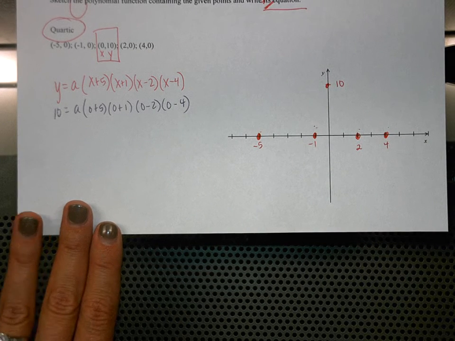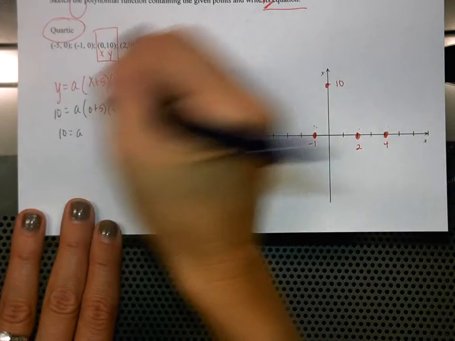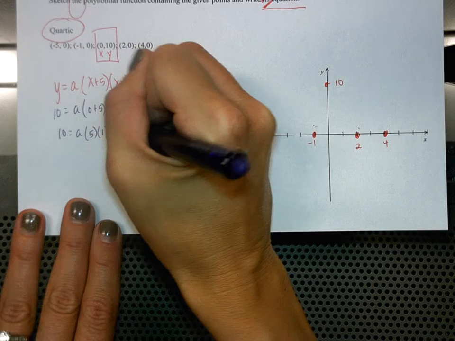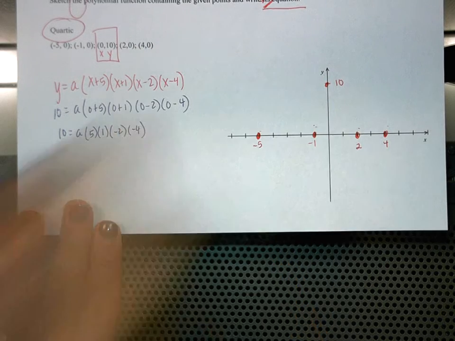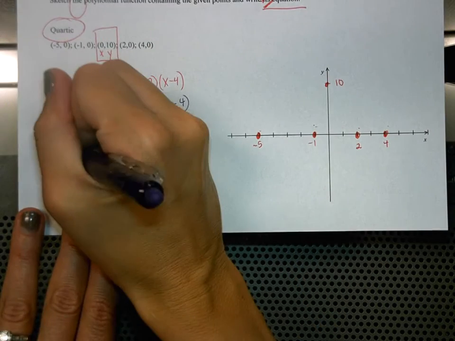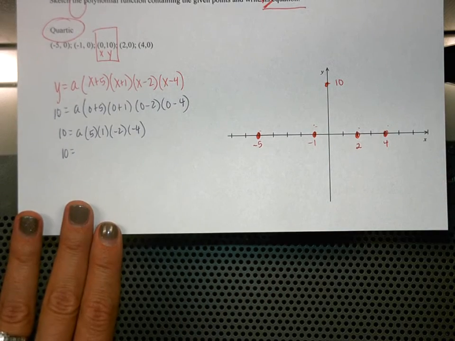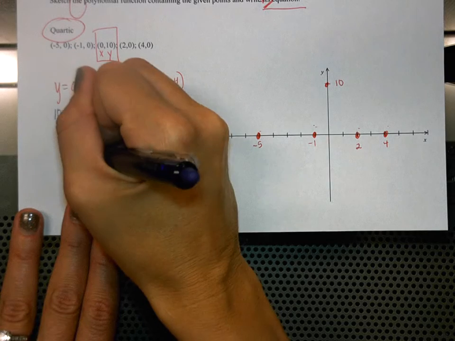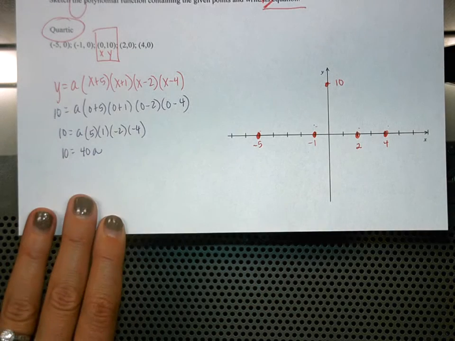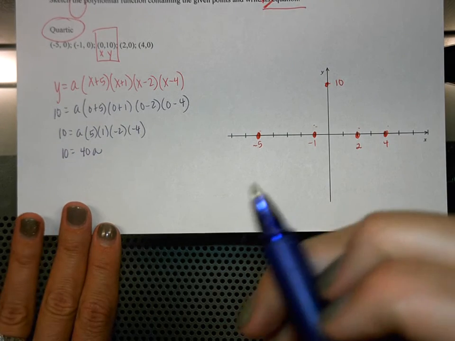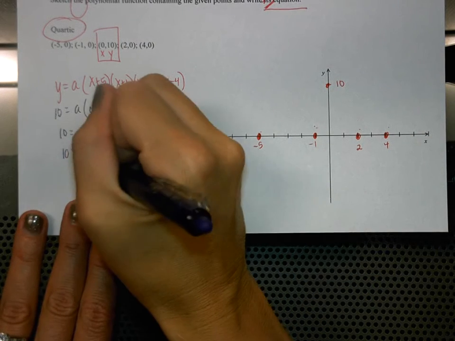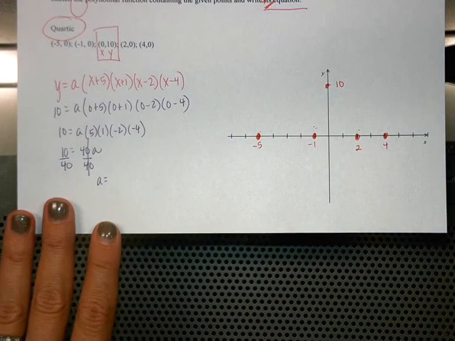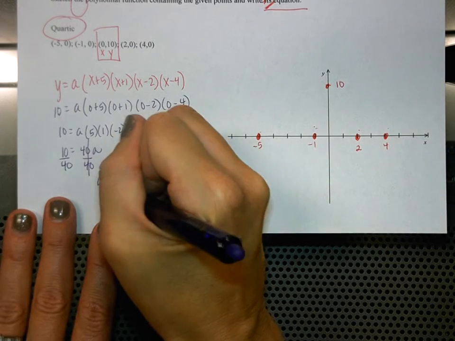Good? So then again, we have 10 equals a, and then we'd end up multiplying 5 times 1 times negative 2 times negative 4. And when you multiply that together, what do you get? Negative 40. No, negative 40 or positive 40? It's okay, positive 40a. And then in order to get a by itself, what do I do? Good. Divide by 40 to both sides, and we reduce, and we get a equals what? 1/4.